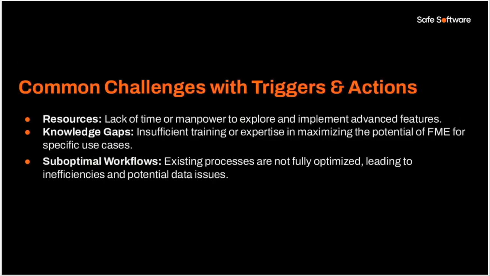So some common challenges with triggers and actions in automations include resources, where we have a lack of time or manpower to explore and implement features; knowledge gaps, with insufficient training or expertise in maximizing the potential of FME for your specific use cases; and suboptimal workflows, where existing processes are not fully optimized, leading to inefficiencies and potential data issues. As we release new features, it's good practice to review and maintain your workflows to continually improve your efficiency.